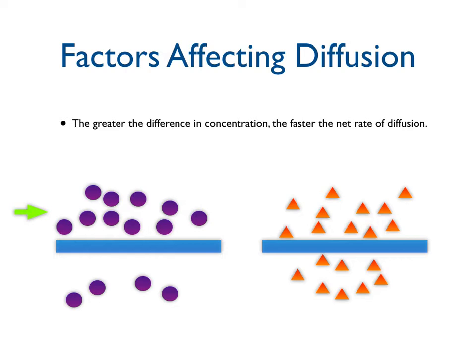Because there's a greater difference in concentration on one side of the cell than on the other, in the figure on the left, those particles will diffuse across the plasma membrane relatively quickly to reach equilibrium. In the figure on the right, however, the particles will still diffuse across the membrane, but they will do so much more slowly than the particles on the left. So again, remember, the greater the difference in concentration between two environments, the greater the net rate of diffusion.